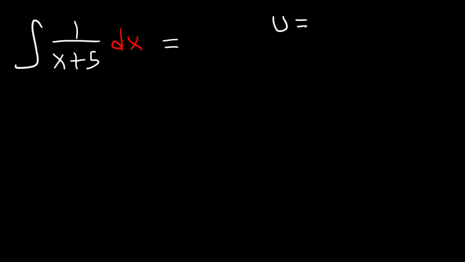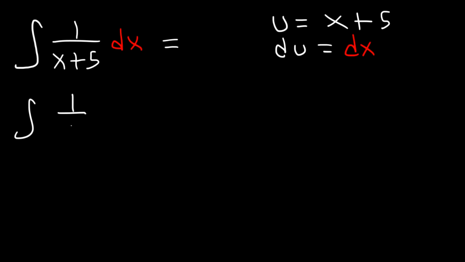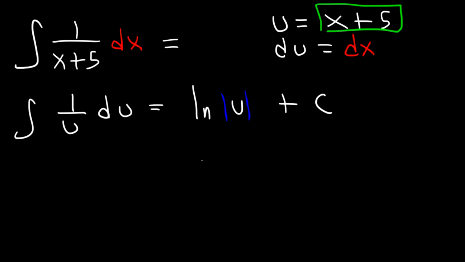We're going to say u is equal to x plus 5, and so therefore du will be equal to dx. So in this problem, we can replace x plus 5 with the u variable, and we can replace dx with du. If the antiderivative of 1 over x is ln x, then the antiderivative of 1 over u is ln u plus c. Now all we need to do is replace the u variable with x plus 5. So the answer is going to be ln x plus 5 plus c. And let's use an absolute value symbol.